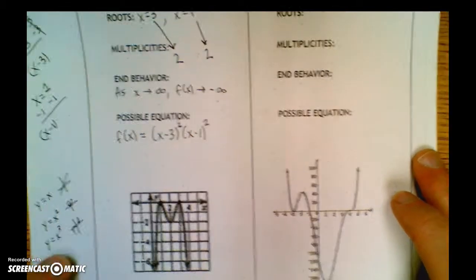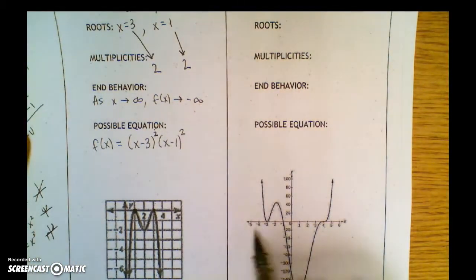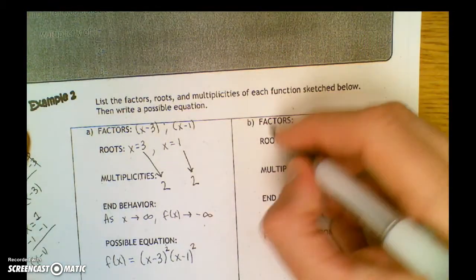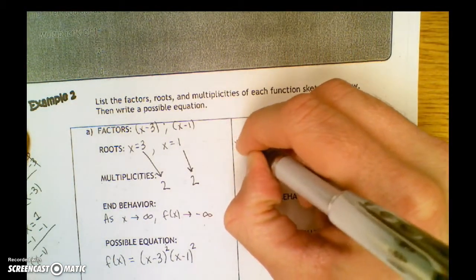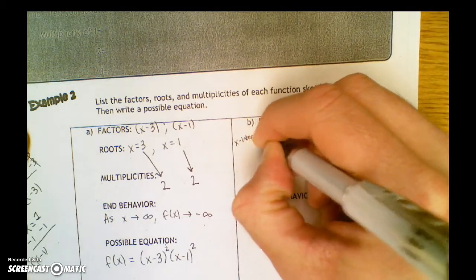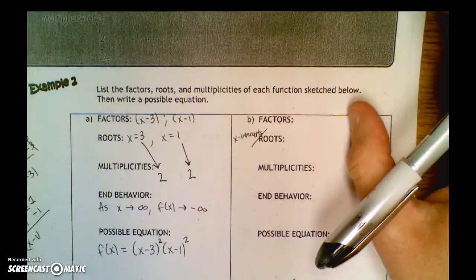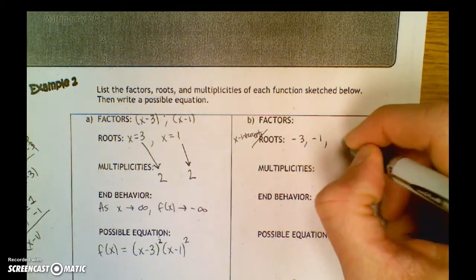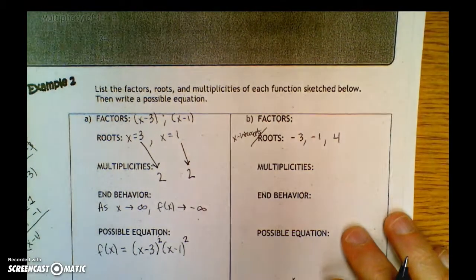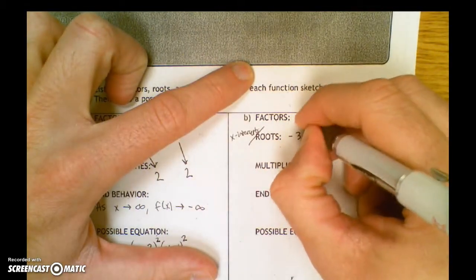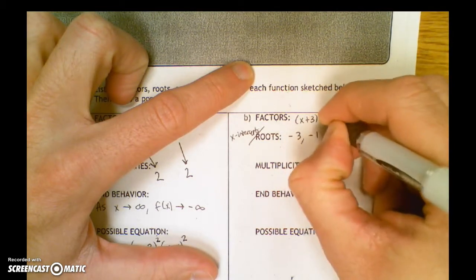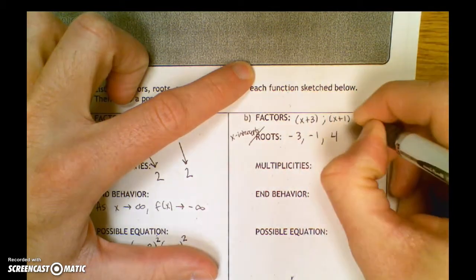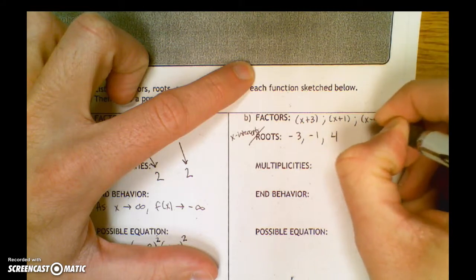So let's try the next one. Same idea, identify the roots. So here my roots are negative 3, negative 1, and 4. These are also known as the x-intercepts. So I'll write that down on the side, so if you see either word, you're comfortable seeing either. X-intercepts are roots. So here we had negative 3, negative 1, and 4. So the factors would be x plus 3, x plus 1, and x minus 4.